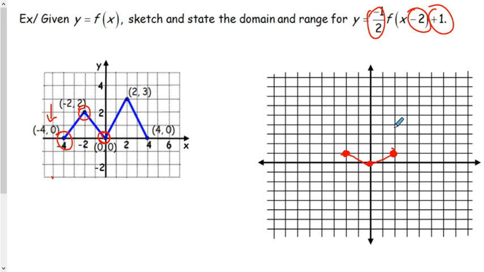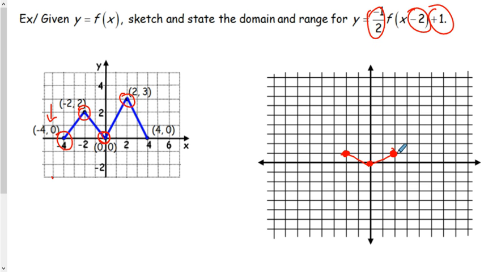Okay, so I can see already that it looks like the shape I had, but it's flipped over, squished vertically, moved up and over. So it's going to be kind of the same shape, but it'll be flipped, squished, moved up and over. Now let's look at 2, 3.